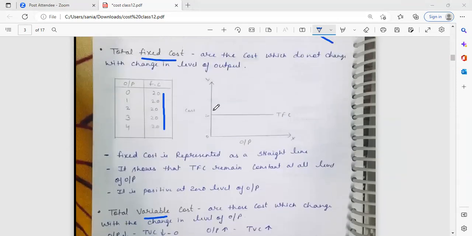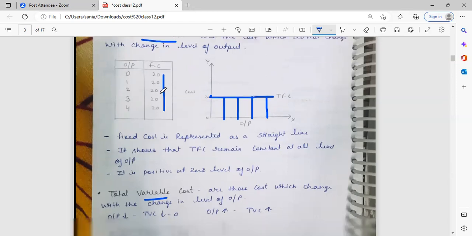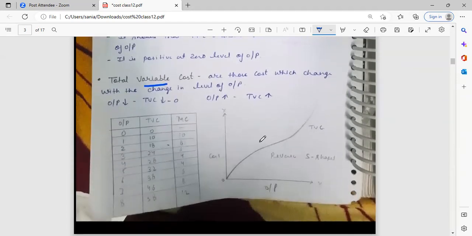Now over here you can see total fixed cost is this. This is output and this is the cost. It is, for example, 20 and it is always 20, no matter whether 1 person is living, 2, 3, or 4. It is 20, 20, 20, 20. So fixed cost is represented as a straight line. It shows TFC remains constant at all levels of output. It is positive at 0 level of output. Even at 0 level, you have to pay the rent. It is positive.